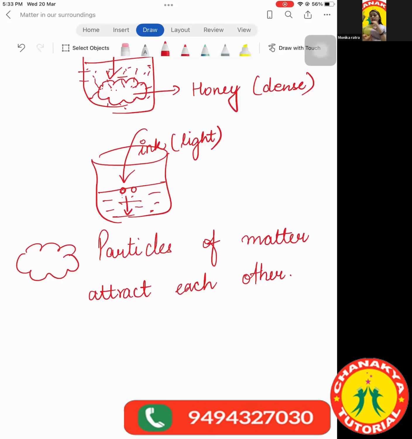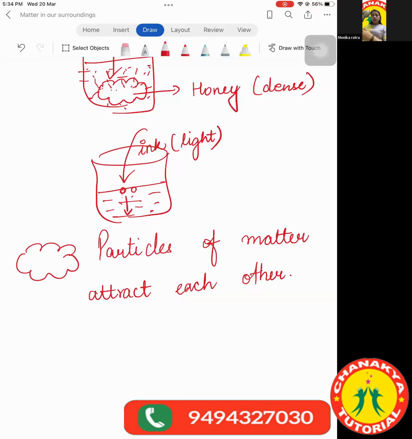That's absolutely correct. But in other words, we can also say that the particles of matter in the wooden block attract each other very, very strongly as compared to the particles of the air. That's why we were able to move our hand in the air, but not in the wooden block. Right? Clear, everyone? Yes, Harshit, is it clear to you? Okay.